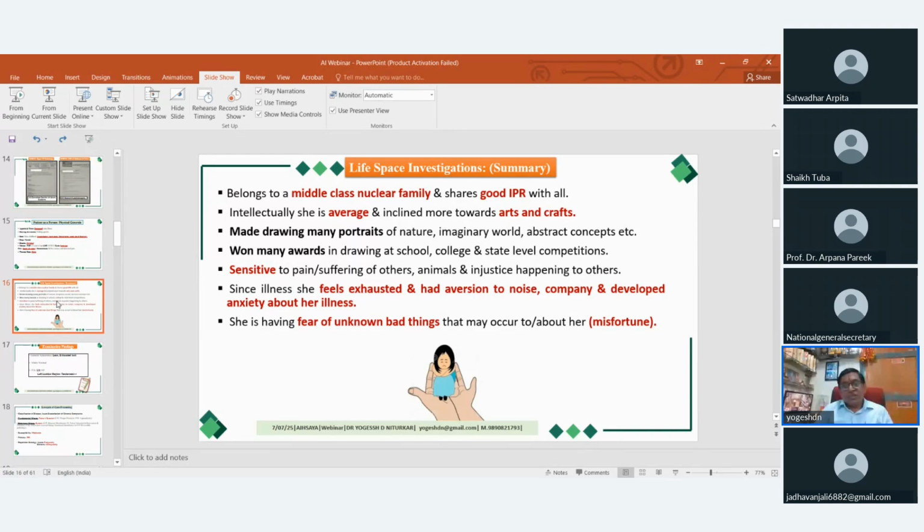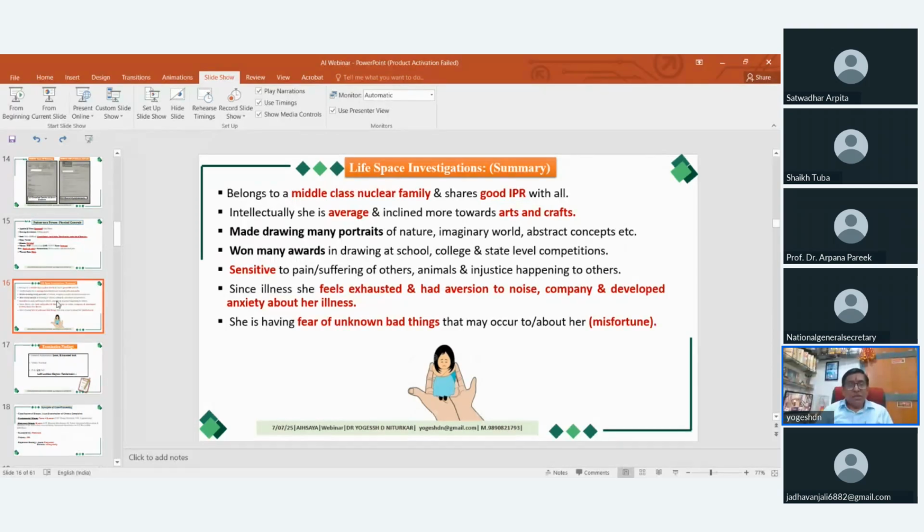Life space investigations. She belongs to a middle class nuclear family, and she shares good IPR, meaning interpersonal relationship, with all. Intellectually, she is average and inclined more towards arts and crafts. She had made drawings of many portraits which consisted of nature, imaginary world, abstract concepts, etc. And she had won many awards in drawing at school, college, and state level competitions.